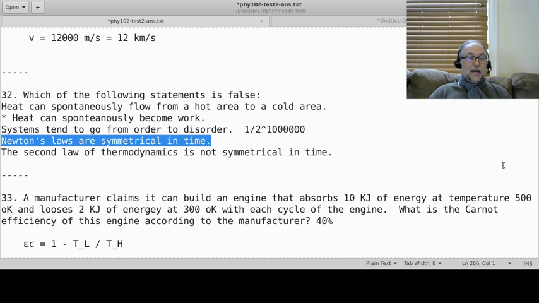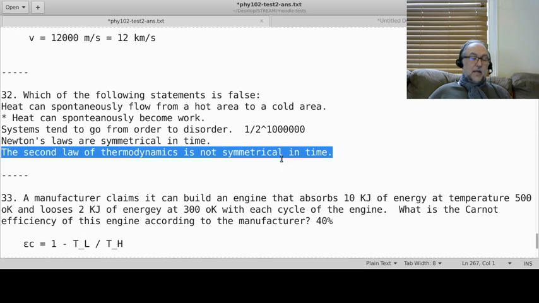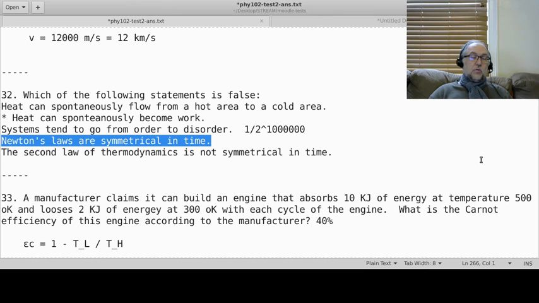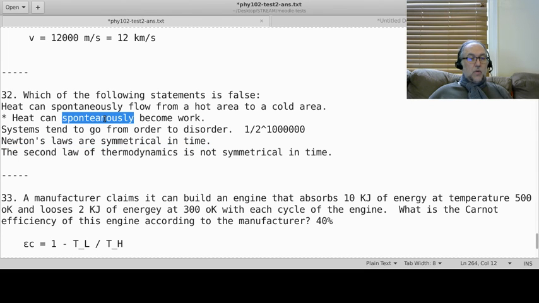Okay, the next one was Newton's laws are symmetrical in time. Yep, I made a big deal about that. That it's only the second law of thermodynamics which is not symmetrical in time. Okay, so the second law of thermodynamics is sometimes called time's arrow. It points towards forward times because things are always going to disorder, never the other way around. Okay, Newton's laws, no, they're symmetrical in time. If you watch a billiard ball bouncing off of the bank of a pool table or something like that, you run that movie backwards, you can't tell that the movie is running backwards. Okay, so the only one has to be this one.